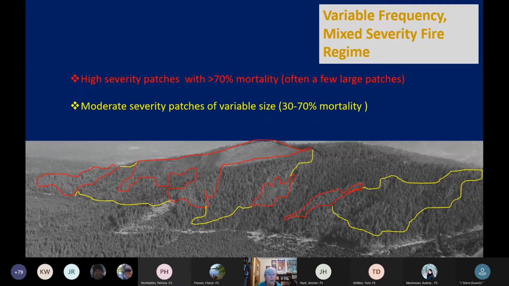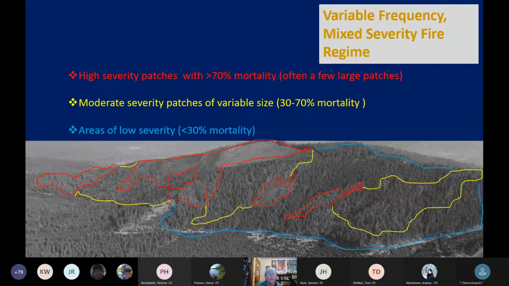There also are going to be some areas that experience moderate severity patches, 30 to 70%. Those might be areas that had some passive crown fire or that had surface fire in places that had shade-tolerant species that dominated. And then we're going to see areas in blue that had the low severity, so less than 30% mortality. So if you look at this, this is the pattern from one fire. So it's somewhat of a complex pattern.